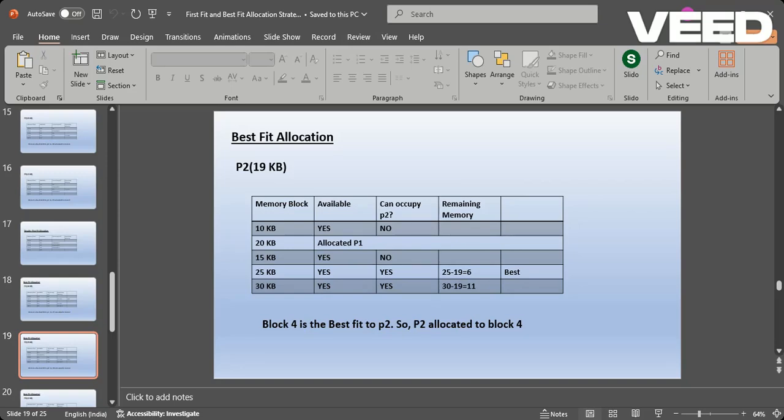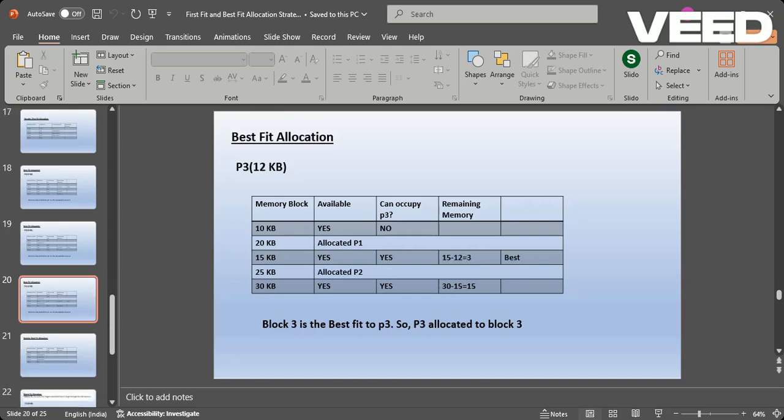Then the last block, 30 kb, is enough to store the P2 process. Initially we need to find which block is enough to store that particular process, and after that we find the memory wastage. 30 minus 19 equal to 11. So which is the least memory wastage? 6 is the least memory wastage, and it belongs to memory block 4. So block 4 is the best fit to P2, so P2 is allocated to block 4.